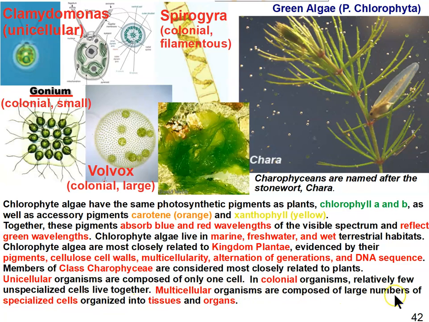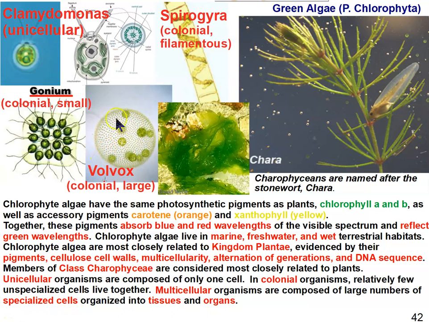Multicellular organisms are composed of large numbers of specialized cells, so many more cells, many more than Volvox, for example, organized into tissues and organs. The key word here is specialized. So a large number of specialized cells that are organized into specialized tissues and specialized organs. Specialized.